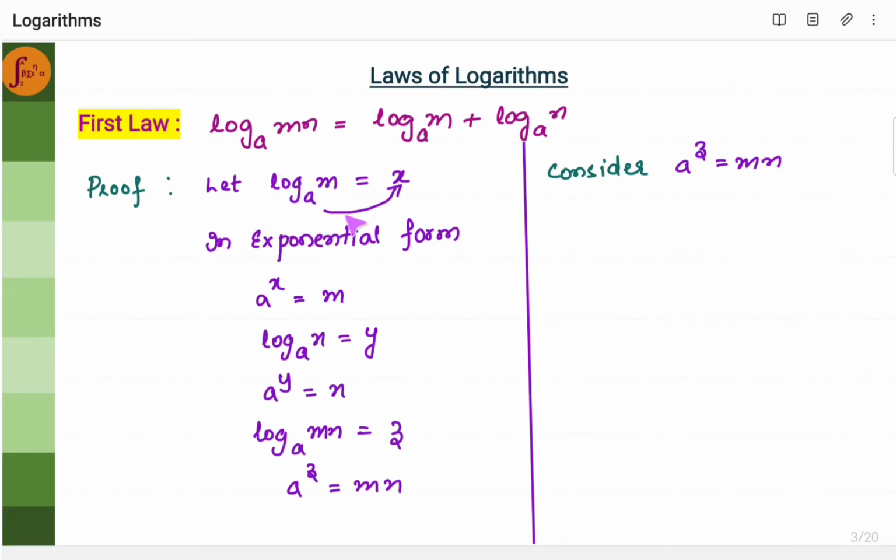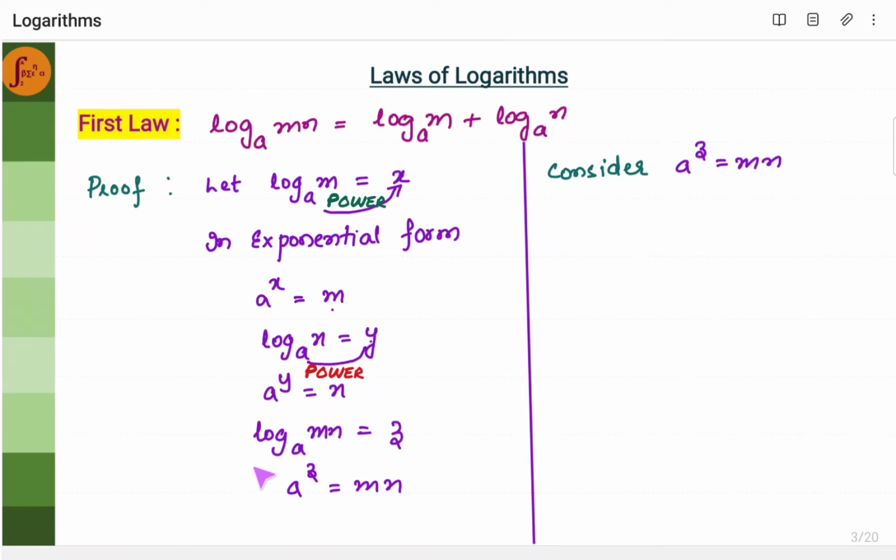Let's prove this. Let's assume that log m to the base a is x. So we'll have to write this in exponential form. Just take this base, put x to the power: a to the power x is equal to this value m. Then we'll assume that log n to the base a is y. Same thing. Instead of m, we'll take n and equate it to y. In exponential form, a to the power y is equal to n.